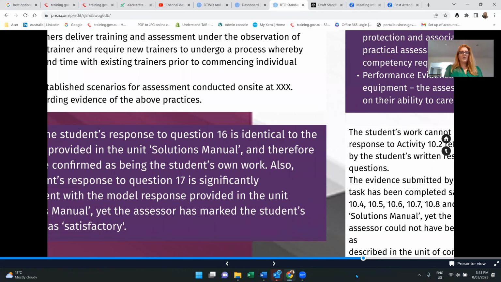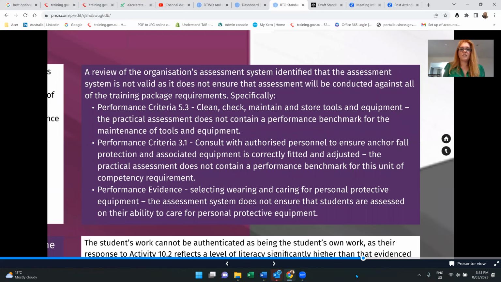Okay. Review of the organization's assessment system identified it was not valid. Specifically, it didn't cover all of these things below: it didn't cover selecting and wearing PPE, didn't cover consulting with authorized persons, didn't cover clean, check, maintain, and store tools and equipment, and did not contain a single performance benchmark for the maintenance of tools or equipment. Therefore, not valid.